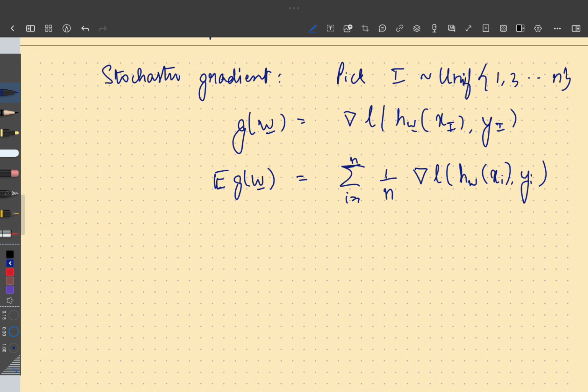So in that sense, stochastic gradient descent can be improved using what is called batch stochastic gradient descent. And that's just a way of reducing the variance of this SGD step. So instead of picking one data point uniformly at random, you choose a batch of data points uniformly at random. So you pick B points uniformly at random.